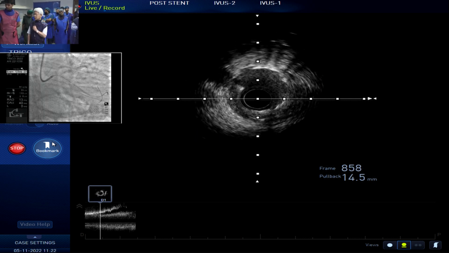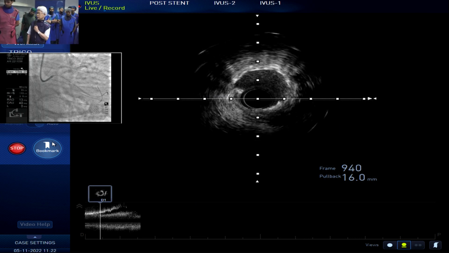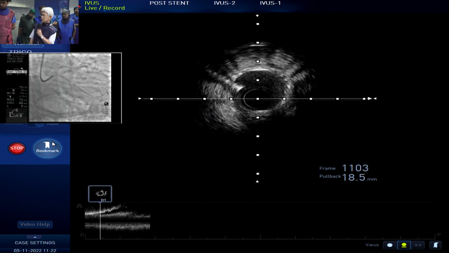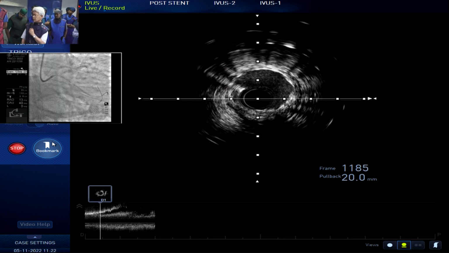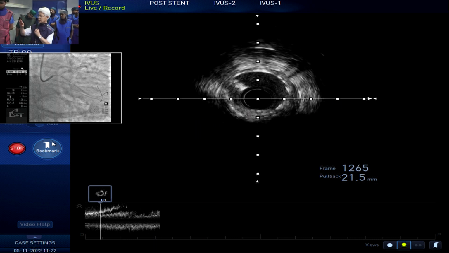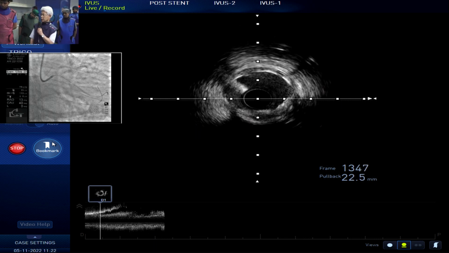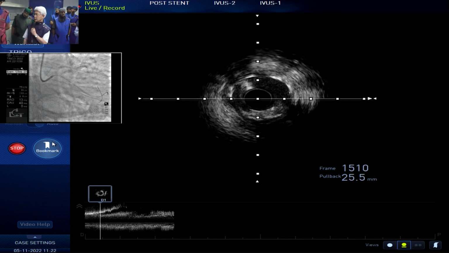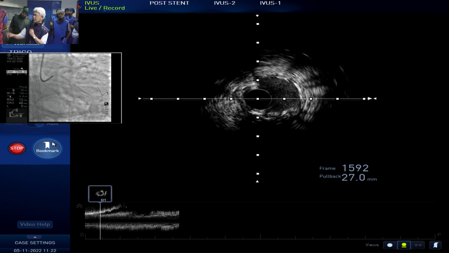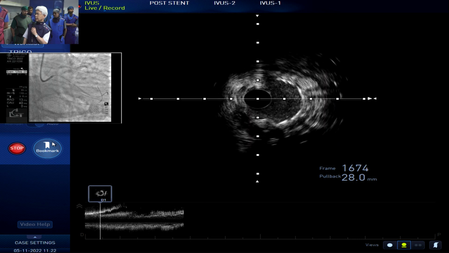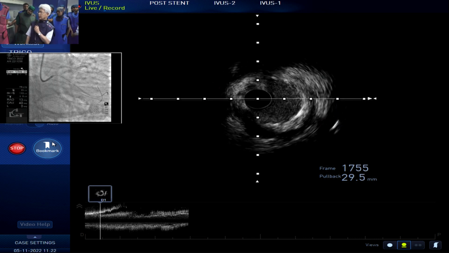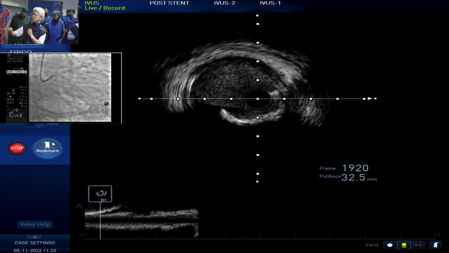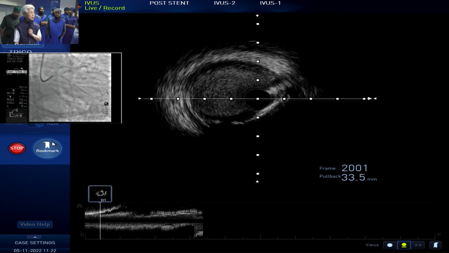Some plaque, but here is a very eccentric plaque at 3 to 6 o'clock, and the opposite side is nearly normal. Very eccentric plaque, and still expansion is very good. Here is the calcium, at 6 o'clock. That calcium blocked the wire. Here is the bifurcation. Very good condition.